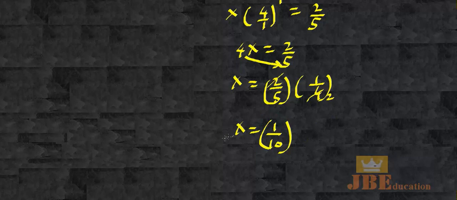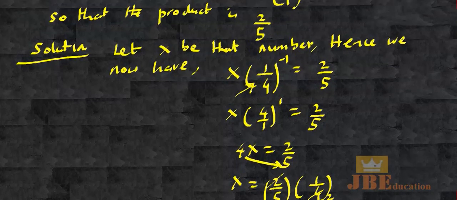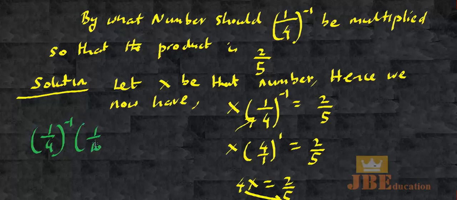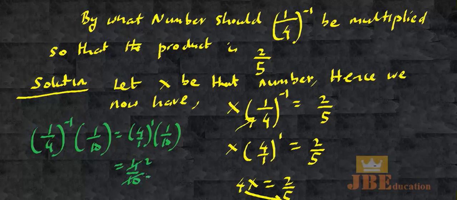Isn't it beautiful? This is the final answer. So let us check. By what number should 1 over 4 raised to the power minus 1 be multiplied so you get 2 over 5? We got the answer as 1 over 10, right? So 1 over 4 raised to the power negative 1 can be written as 4 divided by 1 raised to the power positive 1 multiplied with 1 over 10, which is 4 over 10. 2 divides here 2 times, 2 divides here 5 times, so that's 2 over 5. So this is the check. You see that? How beautiful it is?